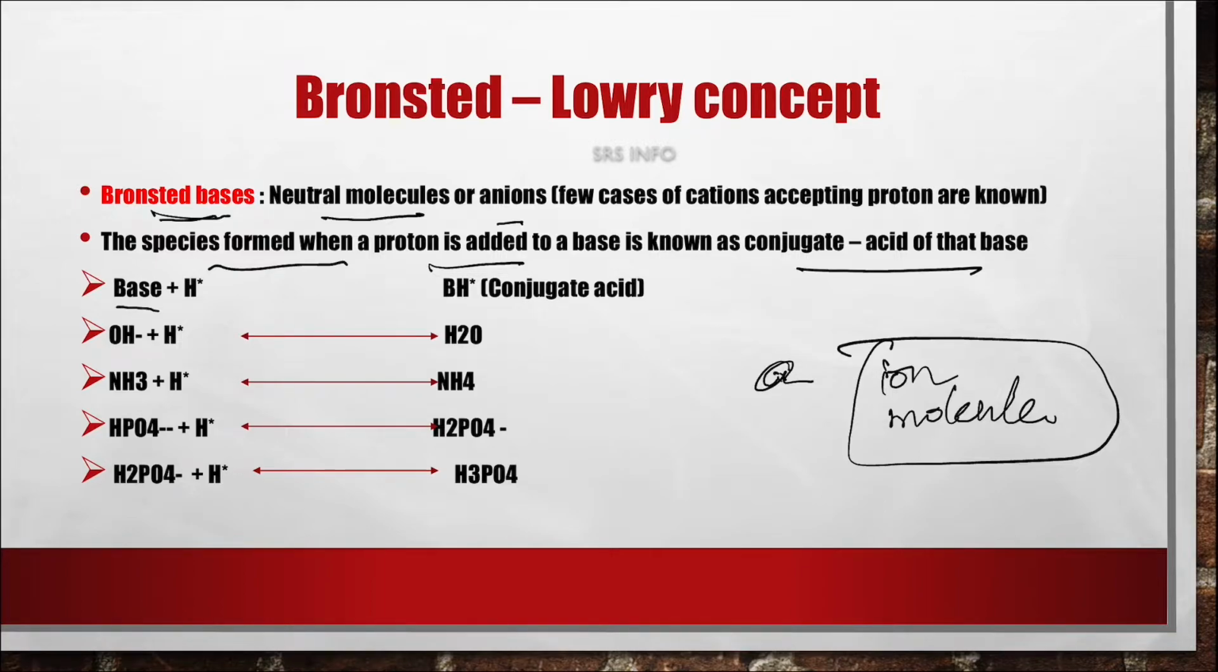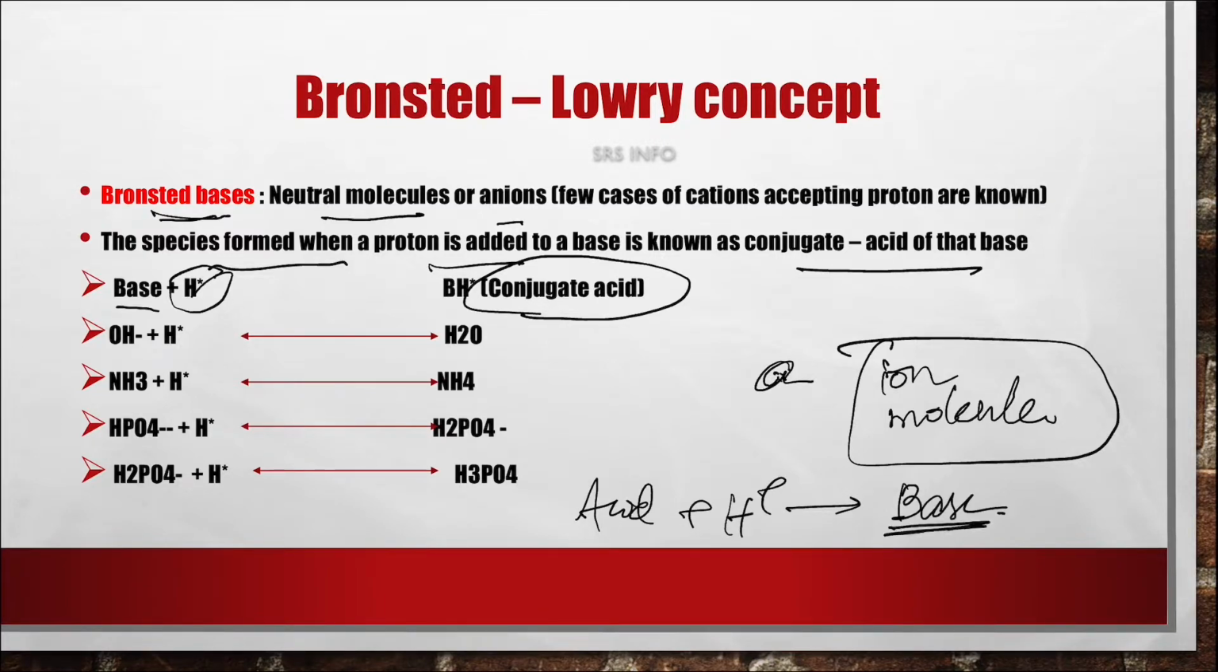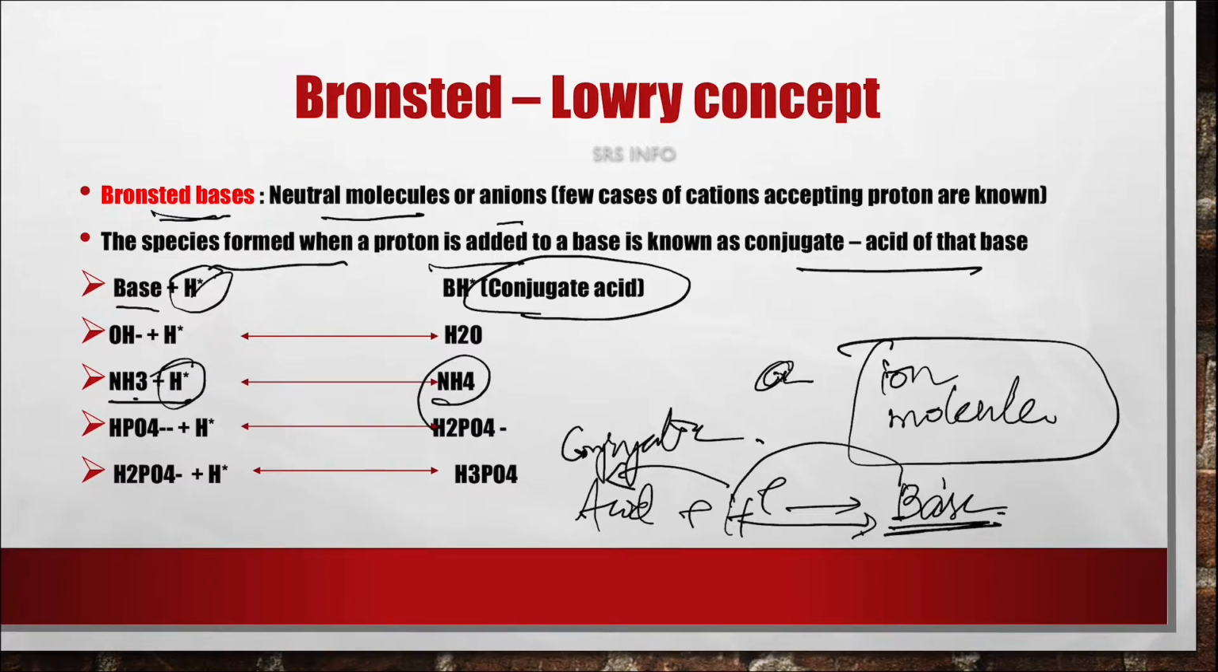This is the base. When this base is added with a proton, it becomes the conjugate acid. When an acid loses its proton, it becomes a base. This is known as the conjugate base. When a base accepts a proton, it becomes an acid, and this acid is known as the conjugate acid. This is the pairing. In the case of ammonia, when added with a proton, it becomes an acid. This is the conjugate acid.